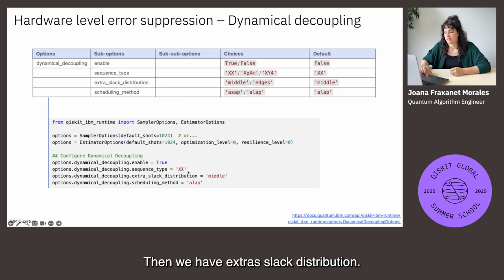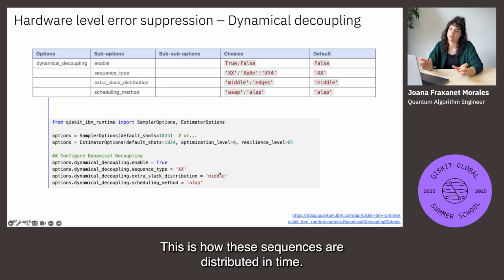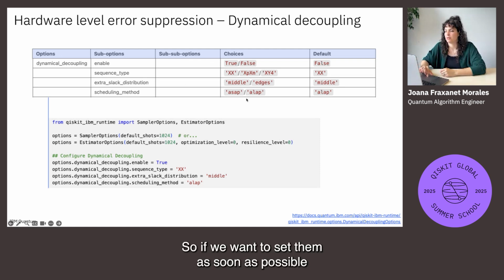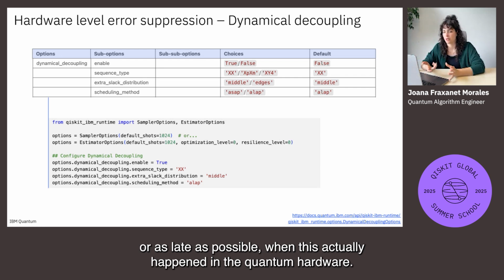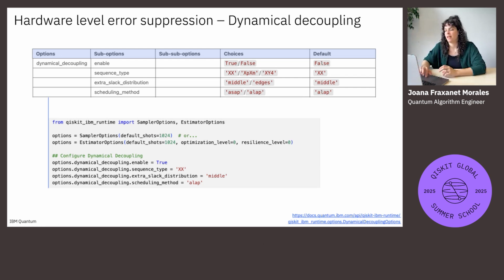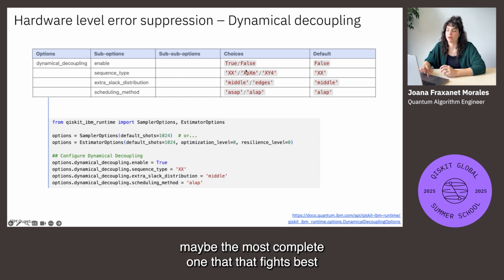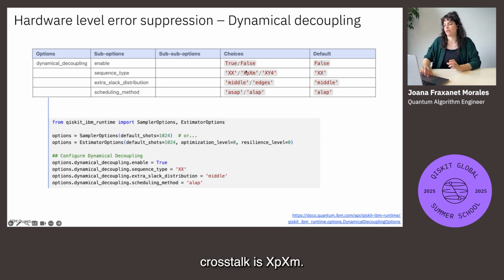Then we have extras like distribution. This is how these sequences are distributed in time. And the scheduling method is the same. If we want to set them as soon as possible or as late as possible when this actually happens on the quantum hardware. This, I would usually keep as default, and I would change the sequence type. Maybe the most complete one, the one that fights crosstalk best, is XpXm.